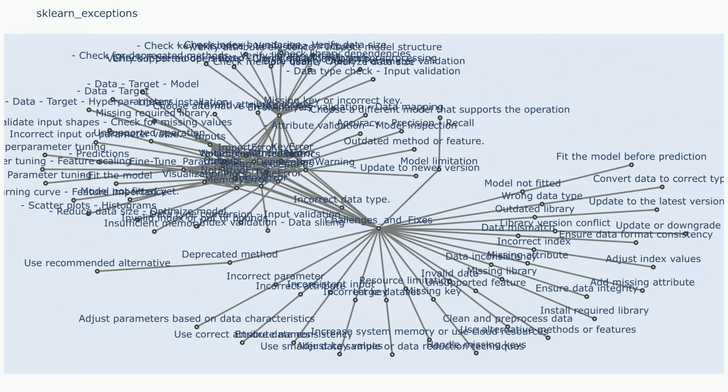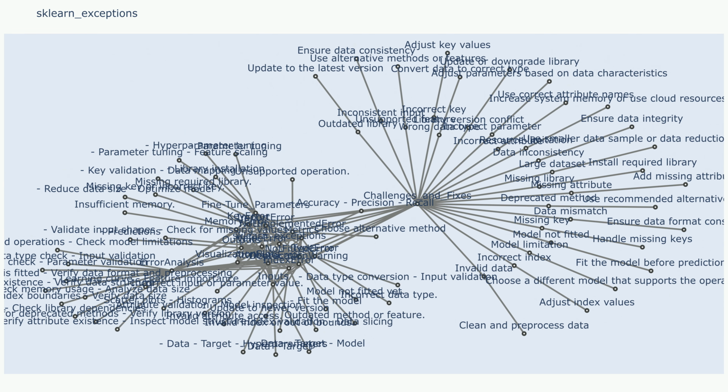Visualization plots. Confusion matrix. A visualization of the model's predictions, showing true positives, true negatives, false positives, and false negatives. ROC curve. A plot of the true positive rate (TPR) against the false positive rate (FPR) at various thresholds. Precision-recall curve. A plot of precision against recall at various thresholds.